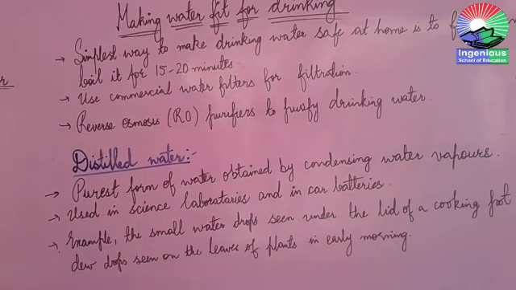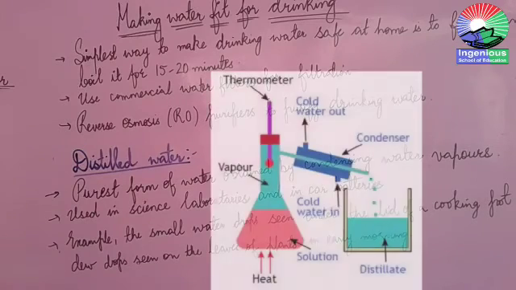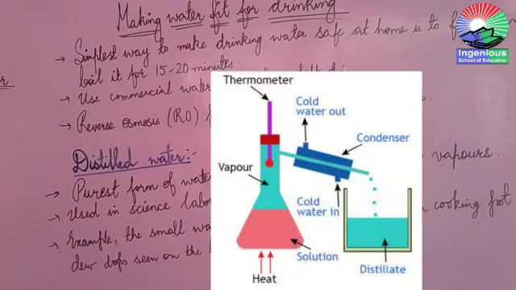Students, to obtain distilled water, water is first allowed to boil. After some time the water changes into vapor, into gaseous form. All the impurities that are present in the water are left behind, because the water changes into vapor, leaving behind all the impurities.